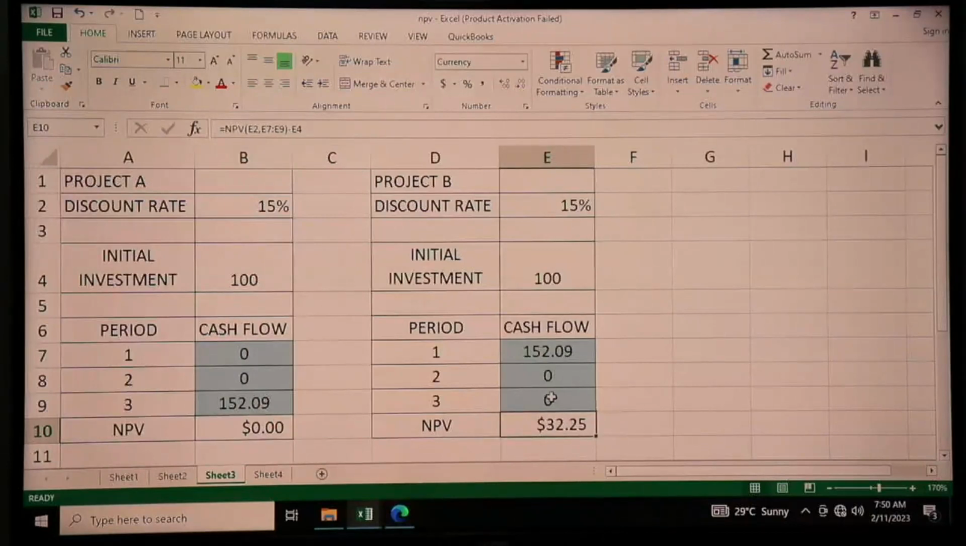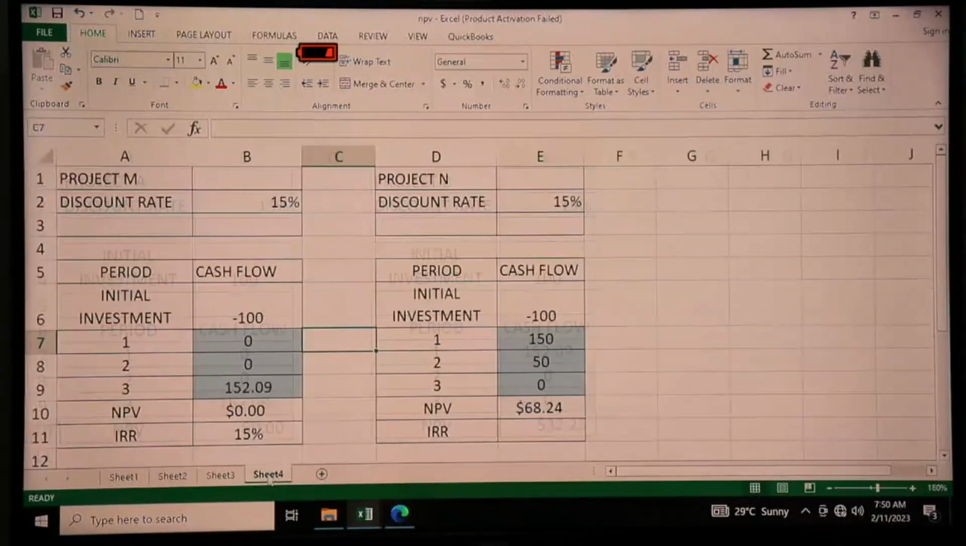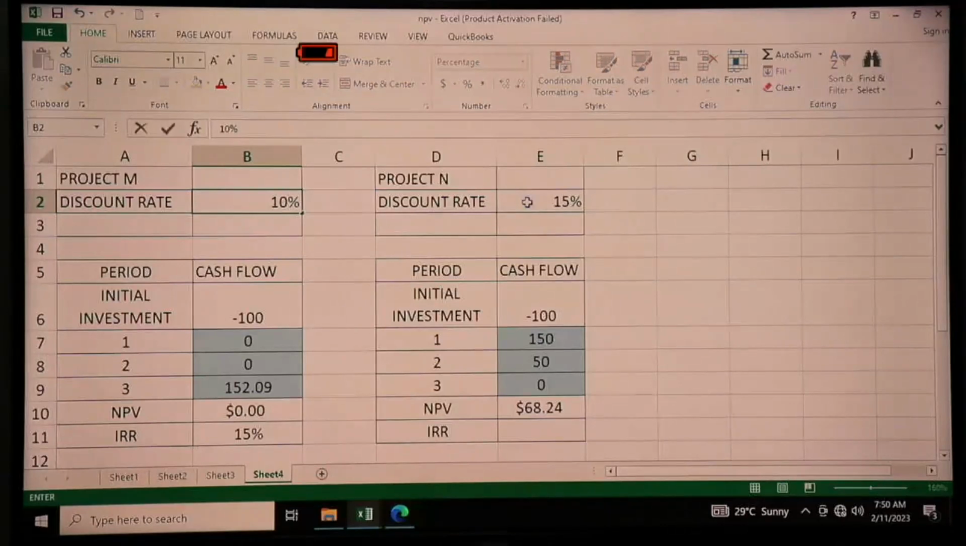When the cash flow starts with 152, there's a very big difference between the two. So just click on sheet 4. Then in that worksheet 4, we are going to change the discounted rate to 10% in both the projects. So type 10% in both projects.